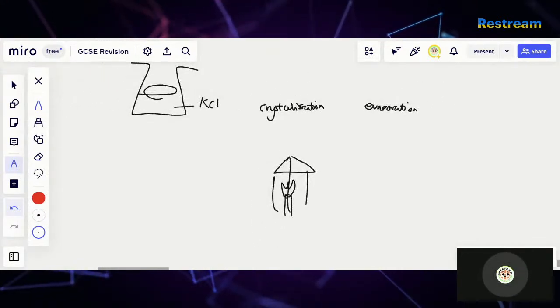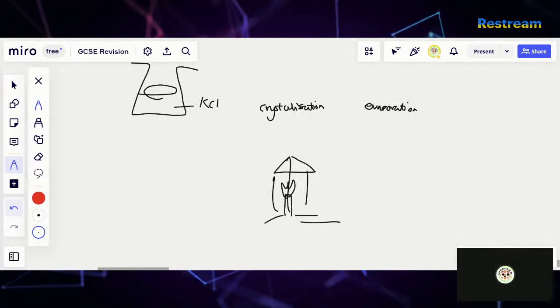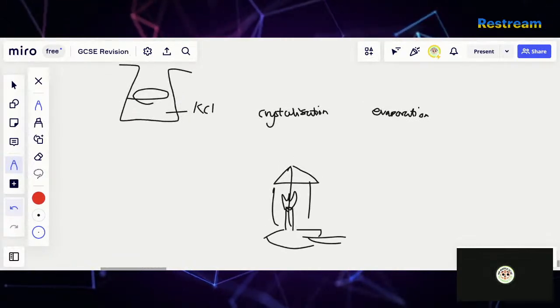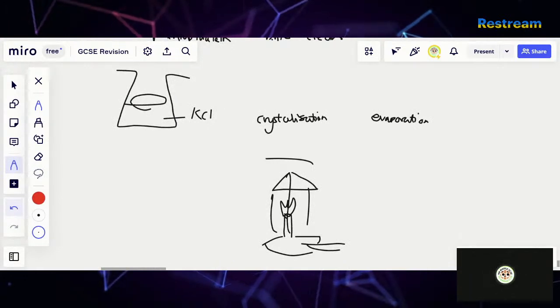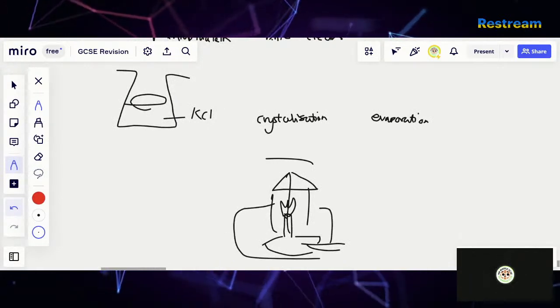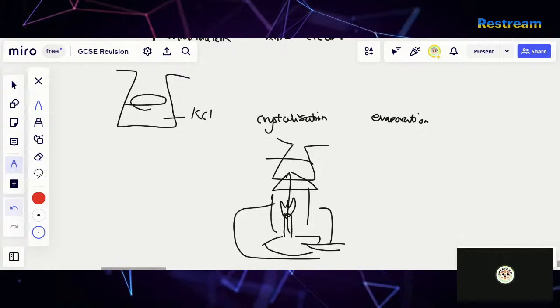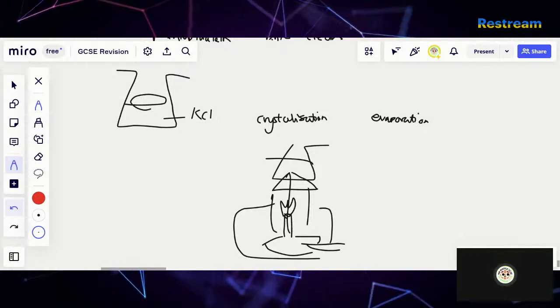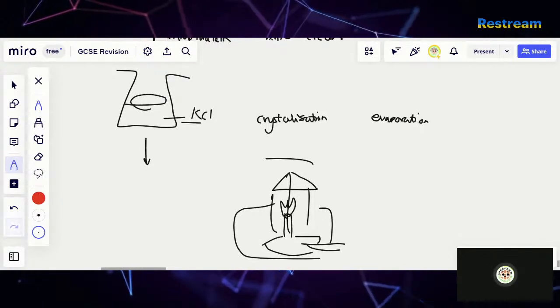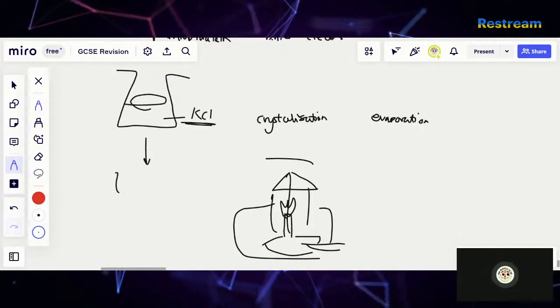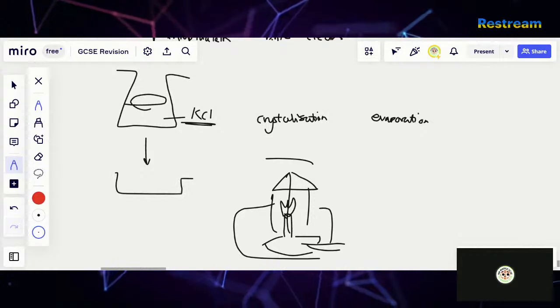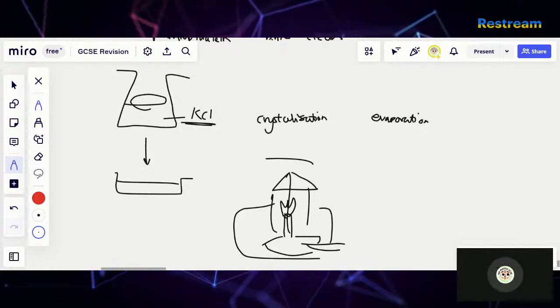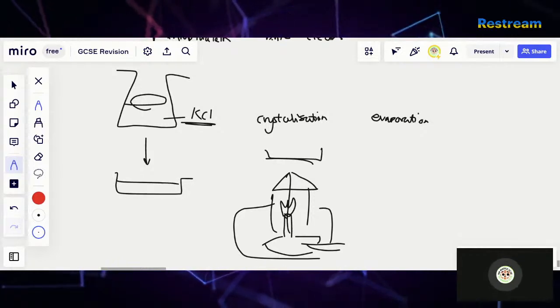You've got your Bunsen burner there, and you have your heatproof mat underneath. But then you don't just put the conical flask above it. You convert the potassium chloride into a crucible, and you put the crucible on top of the heater.